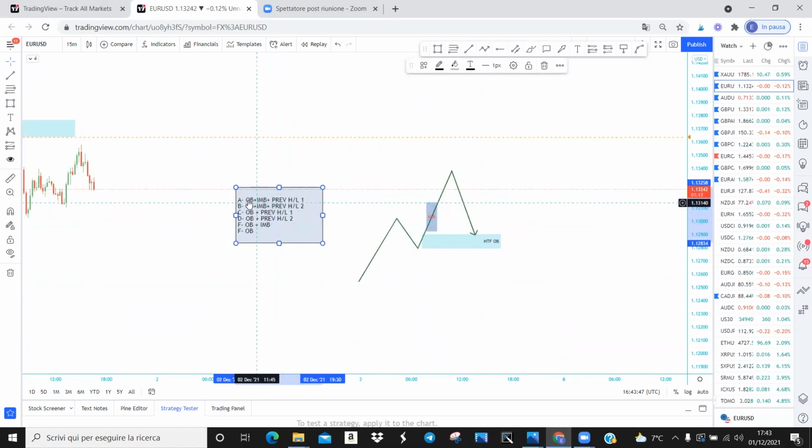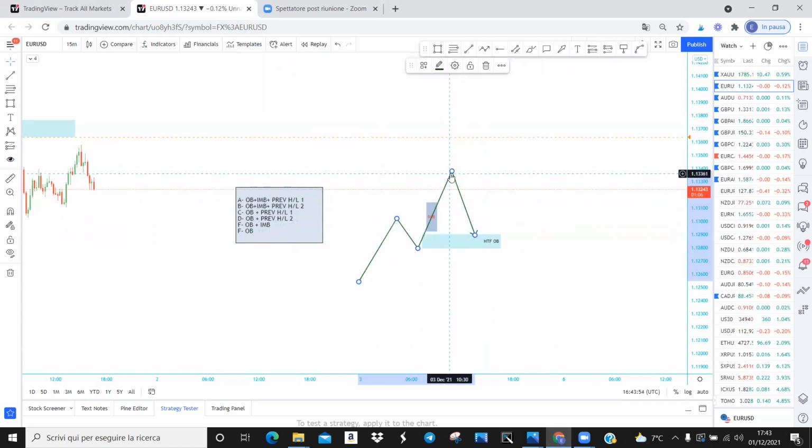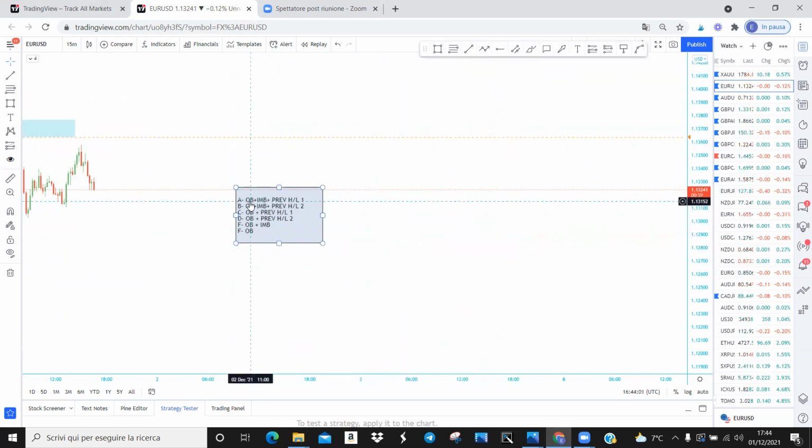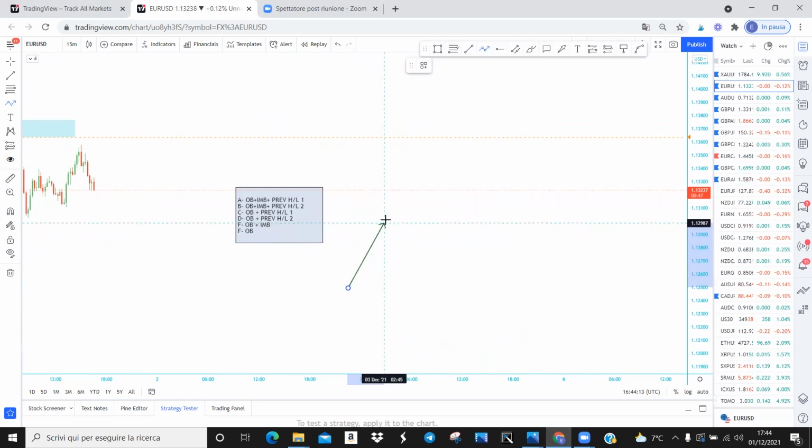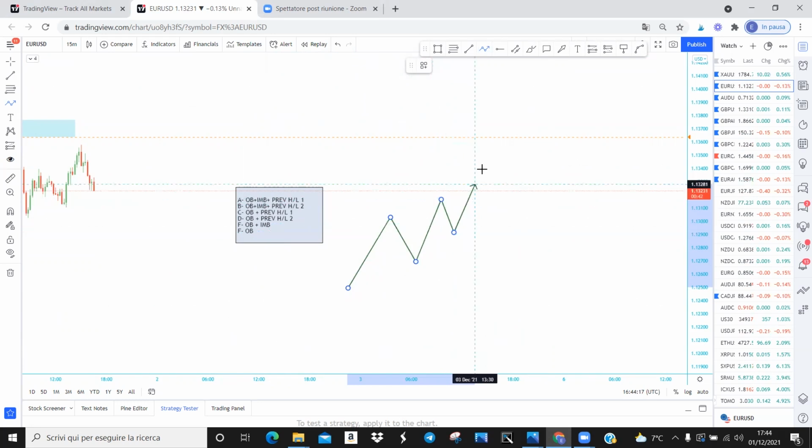Let's start now from the best one, as I said already. So let me delete everything. This means that there is an order block plus imbalance plus previous high-low type 1. Okay, what does this mean? First of all, well, I'll just show you. So we have order block with imbalance. Okay, we come back.